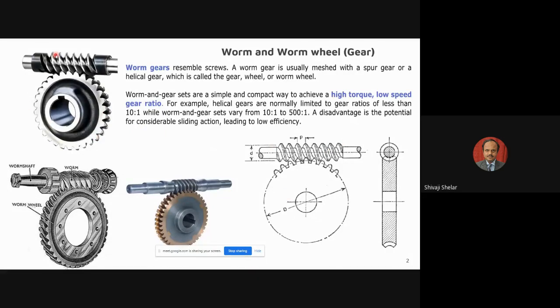In this 3D diagram, you see two elements, one looking like a gear and one looking like a screw. So the screw element is called worm, and the gear element is called worm wheel. Since it is engaging with this screw, it is called worm wheel, because it is engaging with the worm. So the arrangement here is worm and worm wheel.